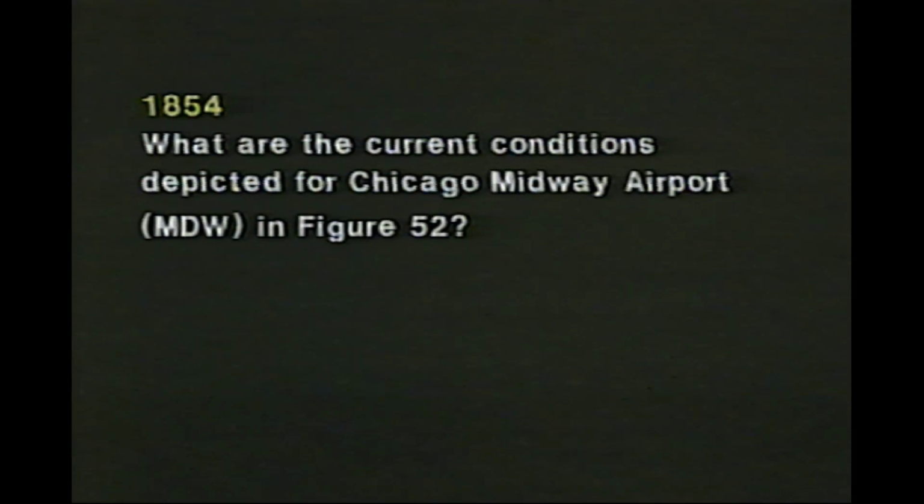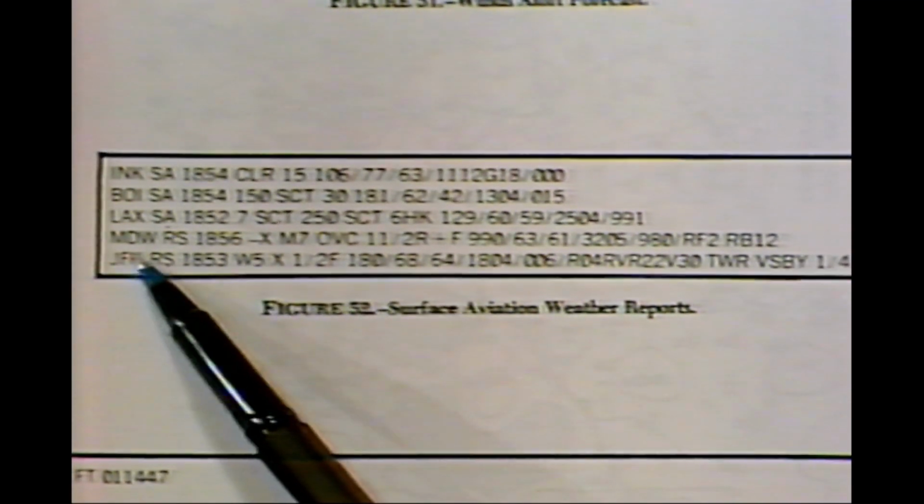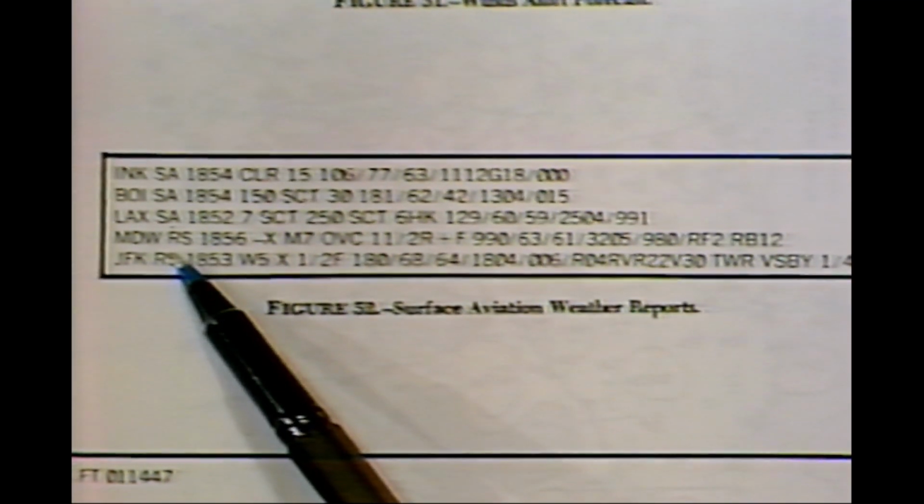Question 854. What are the current conditions depicted for Chicago Midway Airport in figure 52? It's got the designator MDW. First of all, figure 52 is a compilation or a list of about 5 separate aviation weather reports, and these are the actual hourly reports. Let's see what the weather says, and we'll just read what it says for Midway. MDW, which is Midway, RS means it's a record special.